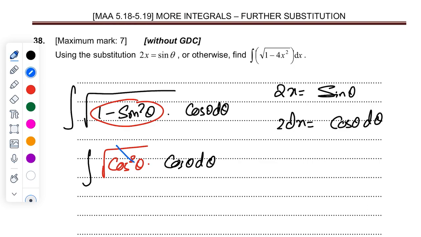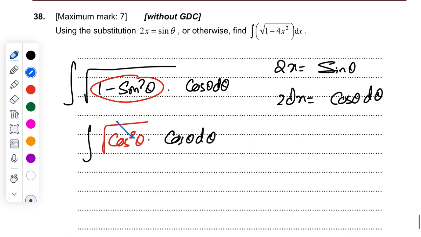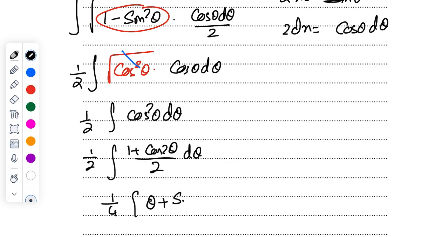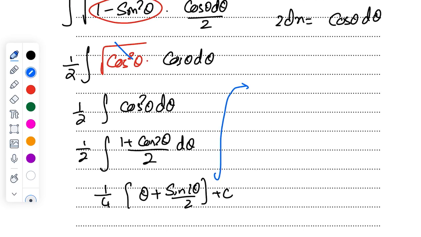So we can see that square and square root get cancelled. Cos theta times cos theta is, but over here we forgot to write by 2, so 1 upon 2 cos square theta d theta. So it becomes 1 upon 2, 1 plus cos 2 theta by 2 d theta. So it becomes 1 upon 4 theta plus sine 2 theta upon 2 plus c. Now from there, 1 upon 4 theta. What is theta? Sine inverse of 2x, plus 1 upon 8 sine 2 theta. Sine 2 theta is 2 sine theta cos theta plus c.